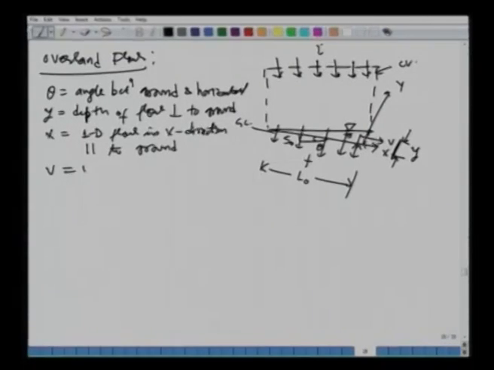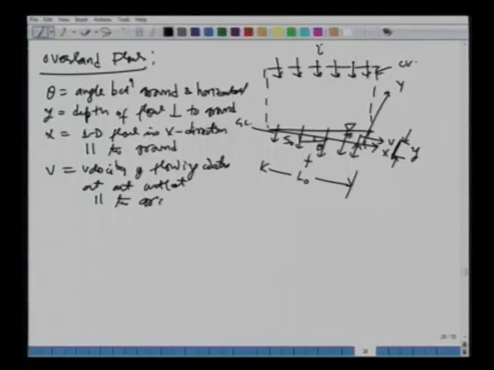V is the velocity of flowing water at the outlet, and what is the direction? It is parallel to the ground again. And what is L naught? L naught is the length of the ground which we are considering. So, you see that we are considering a length L0.